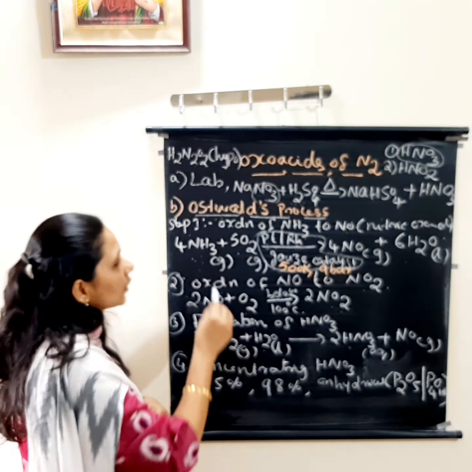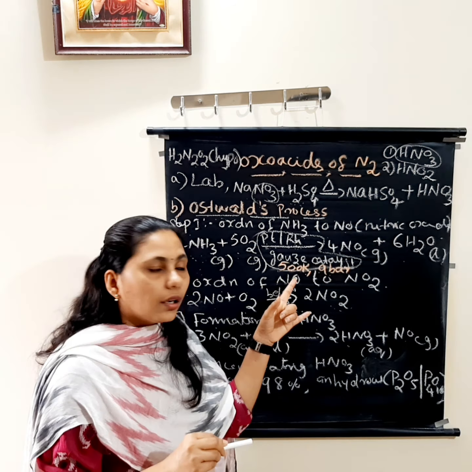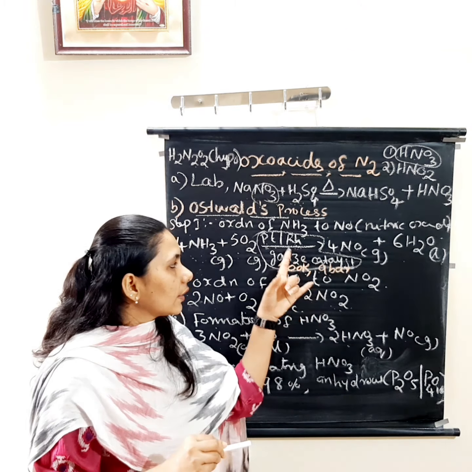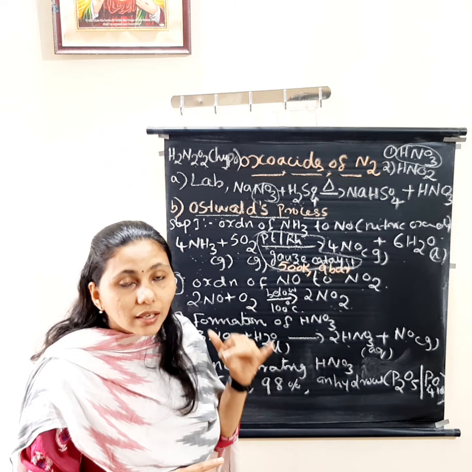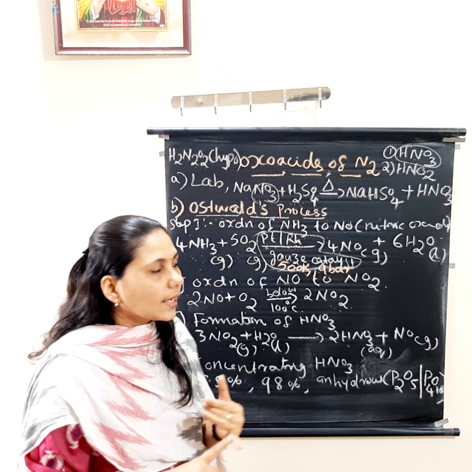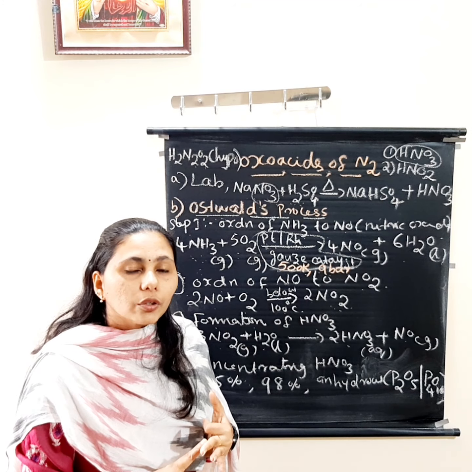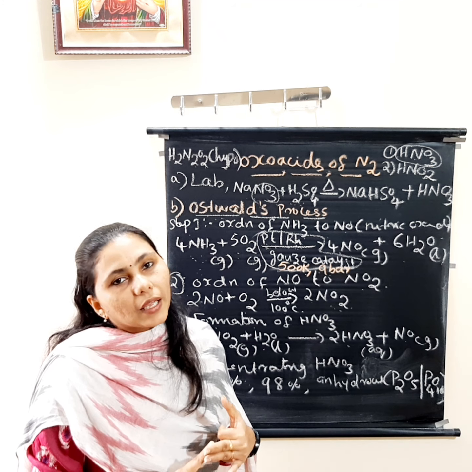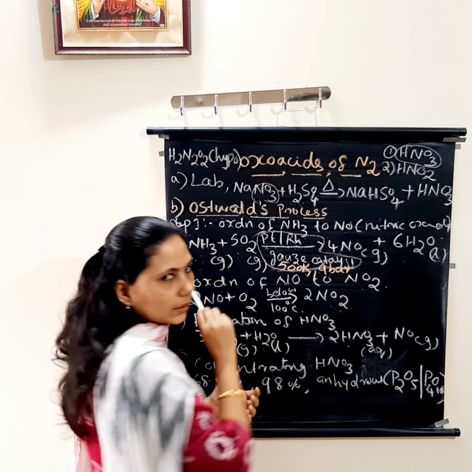So what are the three optimum conditions you can write? The pressure is 9 bar, the temperature is 500 Kelvin, and the catalyst is platinum, rhodium gauze. These are the three conditions. First the catalyst, then temperature and the pressure. These are the three favorable and optimum conditions for the manufacture of nitric acid. So we will get NO plus water.